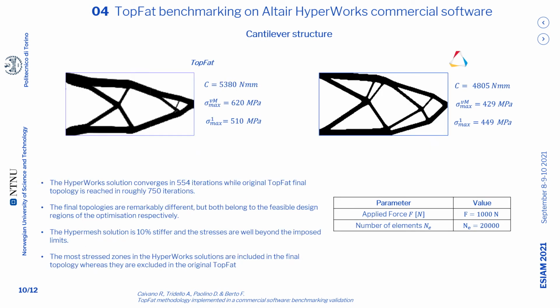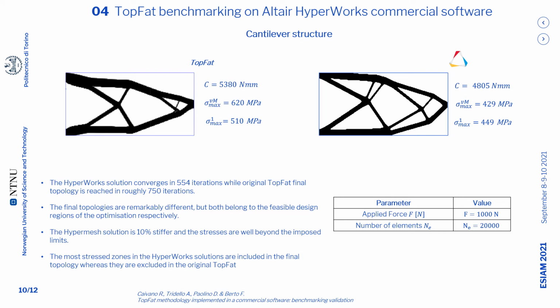As for the cantilever beam, again, the result obtained using TopFat is reported on the left, whereas the result obtained using HyperWorks is reported on the right. The force in this case has an intensity of 1000 newtons, and it is applied downward in the center of the right edge. 20,000 second-order elements have been used.